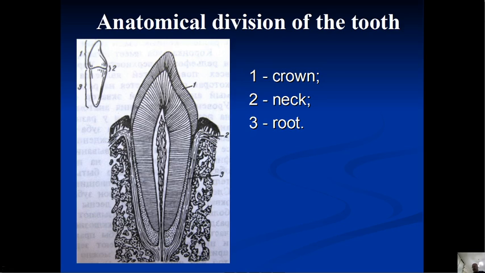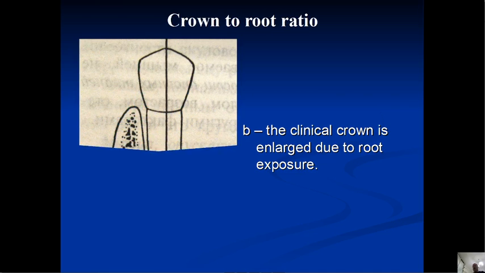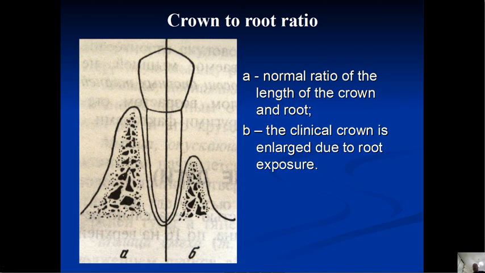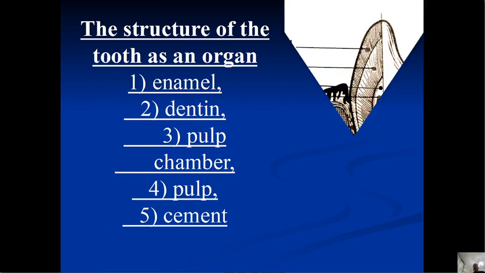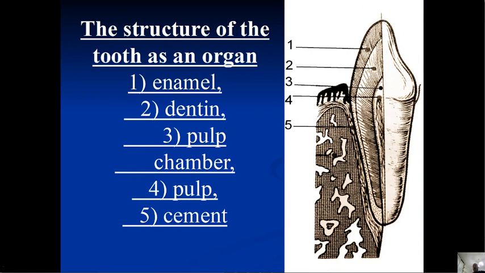Anatomical crown. This is the border between enamel and cement. Here is the enamel part. The enamel part is over the gum, for example, in a normal situation. And here is the cement part over the radix.